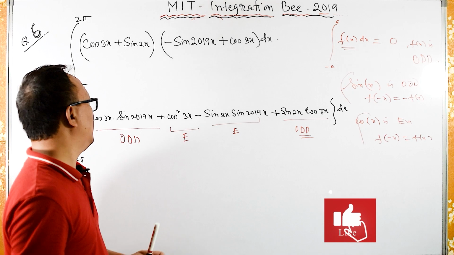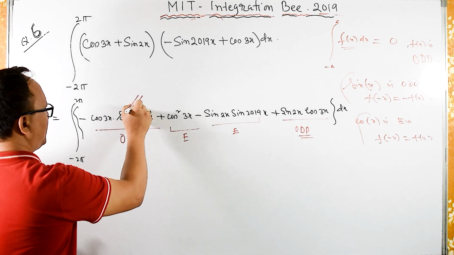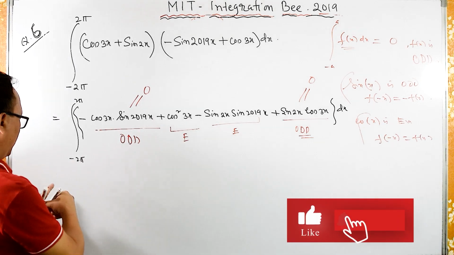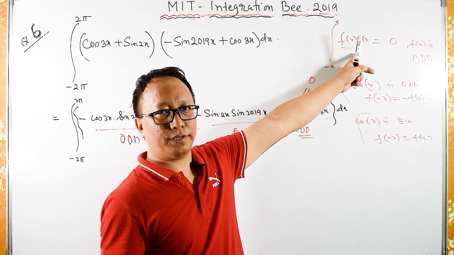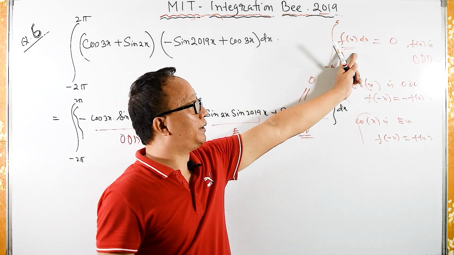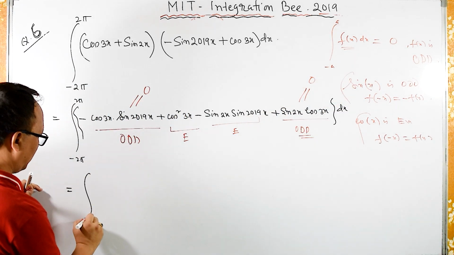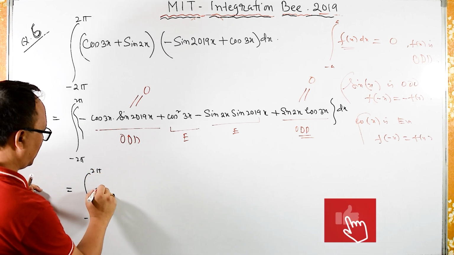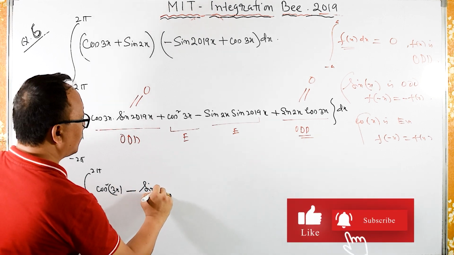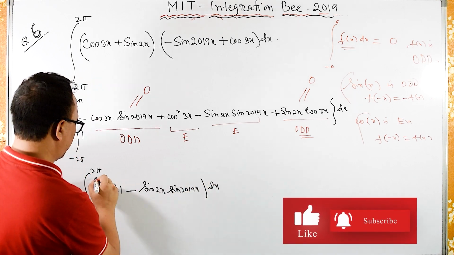Therefore this is also an even function. The value of this, when the limit is from minus 2 pi to 2 pi, this becomes 0, as well as this becomes 0. What we have is only these two. Why? Because by this property, since it is odd, the limit from minus a to a of f of x becomes 0. So therefore this equals, we have only this integral from minus 2 pi to 2 pi of cos square 3x minus sine of 2x sine of 2019x into dx.